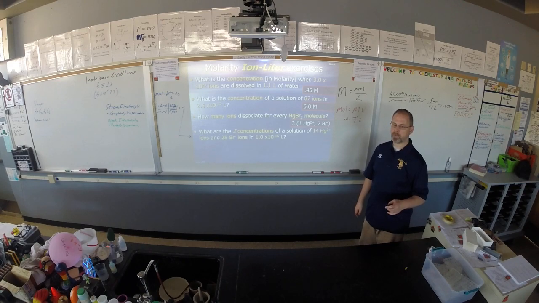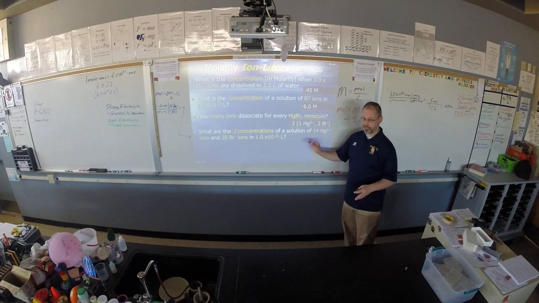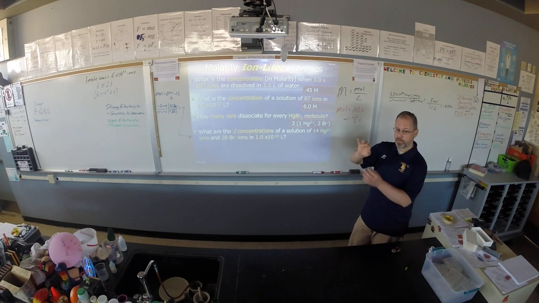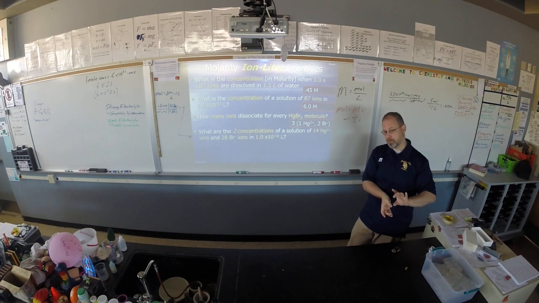I think you're reading it wrong. Okay. So it's basically saying, how many ions do you get from a single mercury molecule? The single mercury bromide molecule produces 1 ion of mercury and 2 ions of bromine.